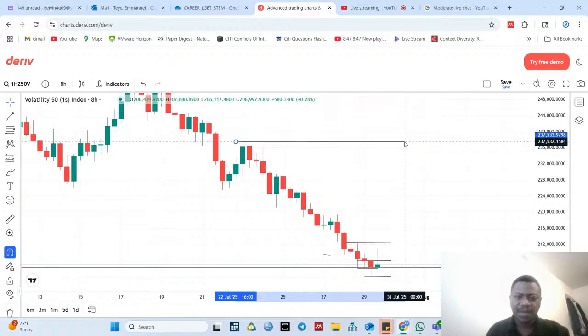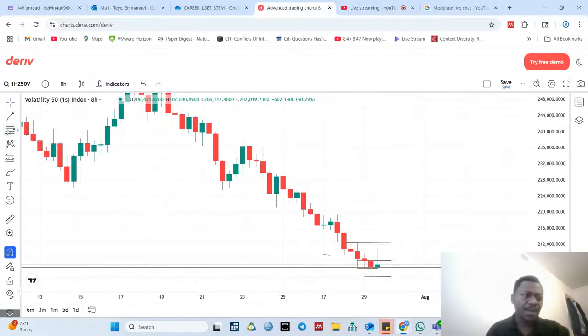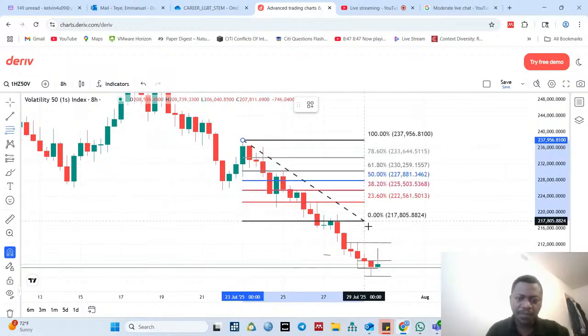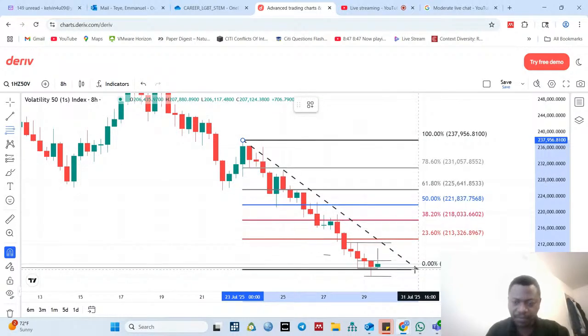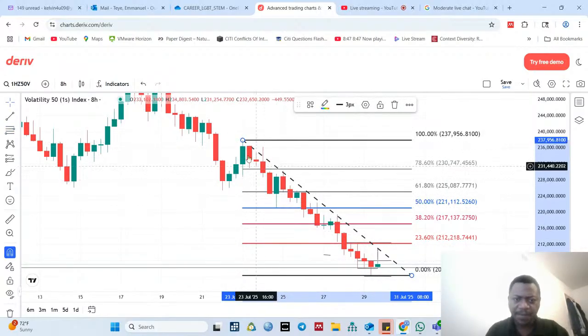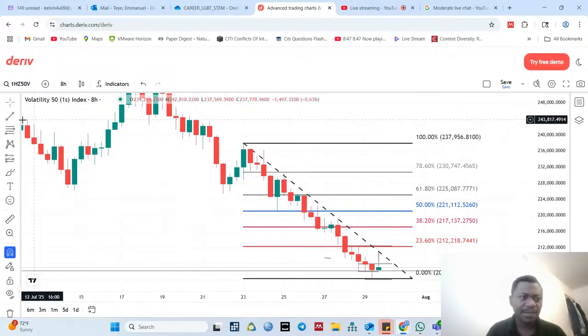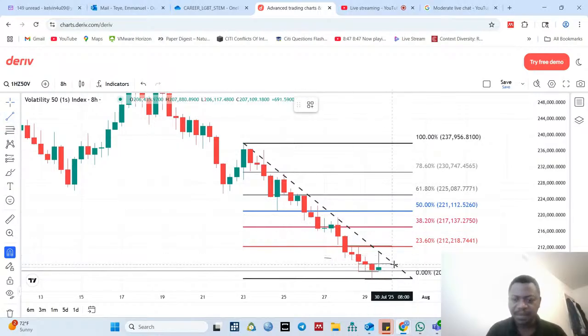Okay, from that high, price has not taken out any other thing. So I can use my Fibonacci to measure from this area to this area where price stopped, and I'm likely to get equilibrium like 50% or 61.8% retracement or pullback.